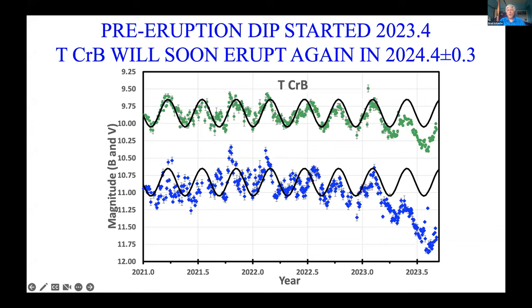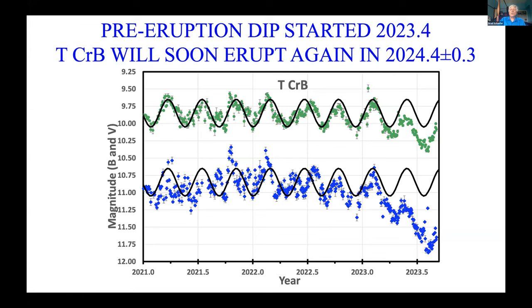Now, we know from 1946 that the visible start of the pre-eruption dip is close to 1.0 years before the eruption. If T CrB is going to behave similarly in its upcoming pre-eruption dip and eruption as it did back in 1945 and 1946, then we can take the date of the start of the pre-eruption dip, add 1 year, and come up with an improved prediction. This improved prediction uses the time of the start of the pre-eruption dip. And the date turns out to be 2024.4.